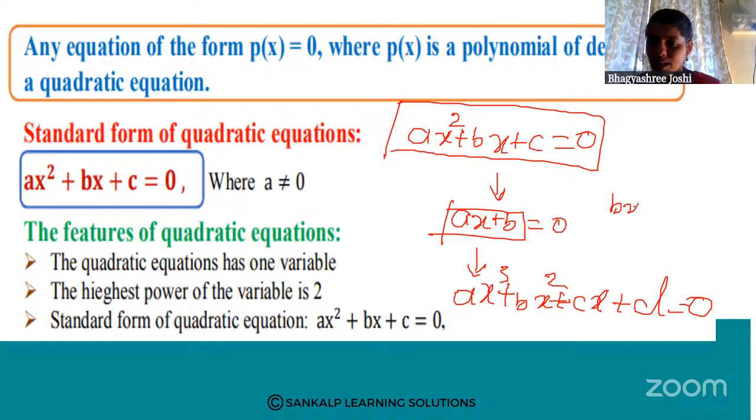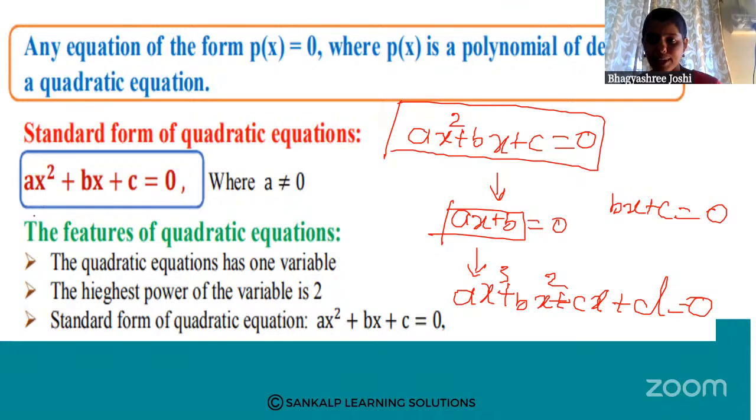We are left with bx plus c equal to 0. So bx plus c is a linear equation. It is not a quadratic equation. So for that, the condition is a is not equal to 0. A should not be 0. Okay.